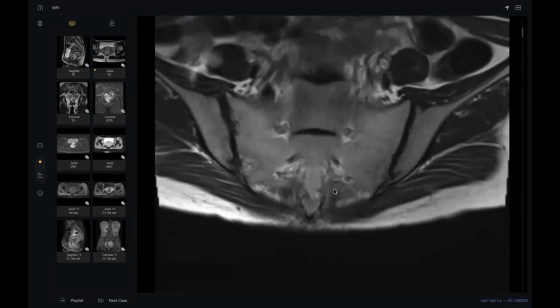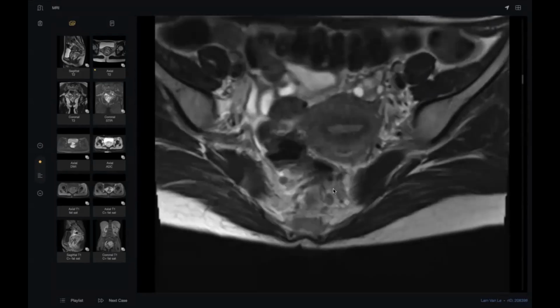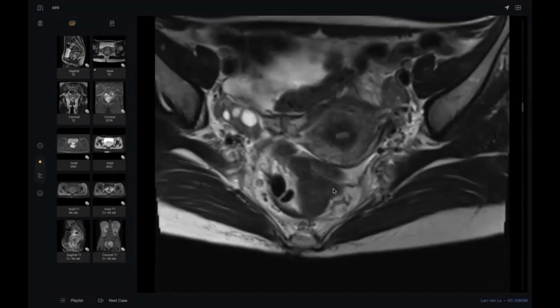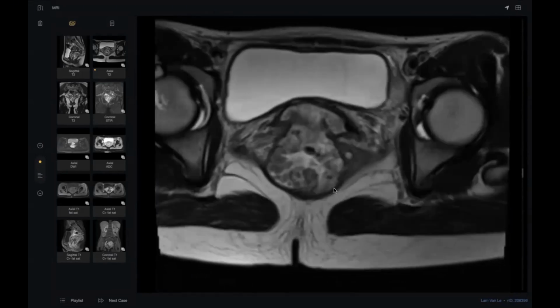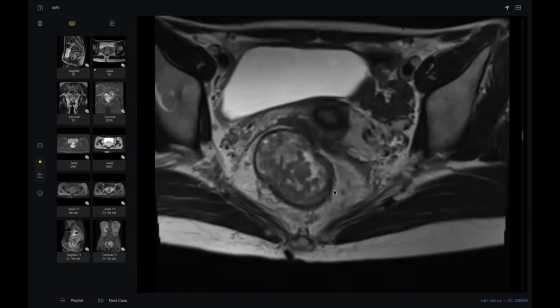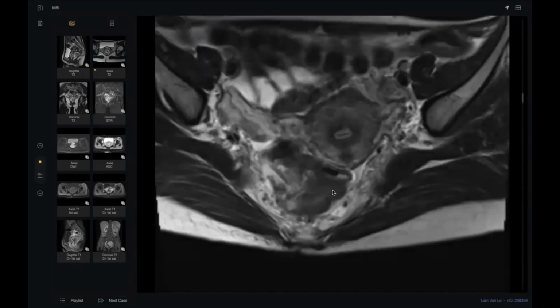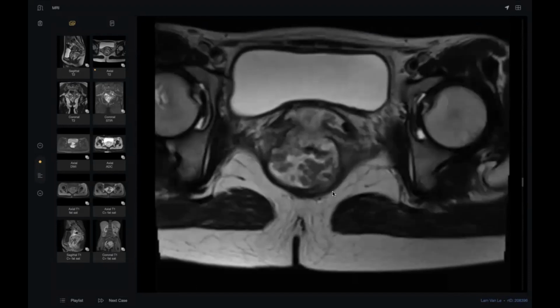I'm looking at the bilateral ovaries, which are unremarkable. So, on the basis of a T2 hyperintense mass lesion with internal hypointensities, this could be a mucinous adenocarcinoma of the rectum, which is also involving the cervix anteriorly. However, I'd like to see the post-contrast images as well.